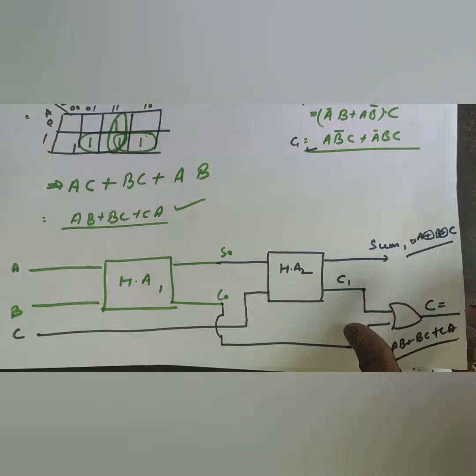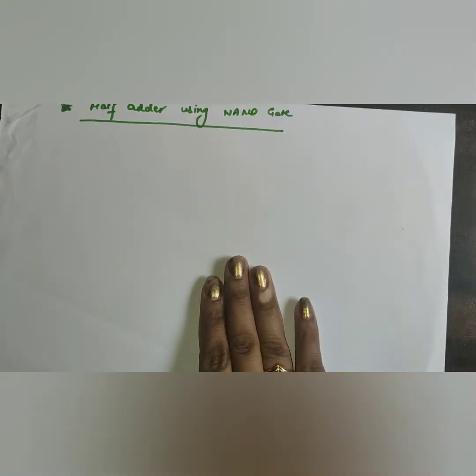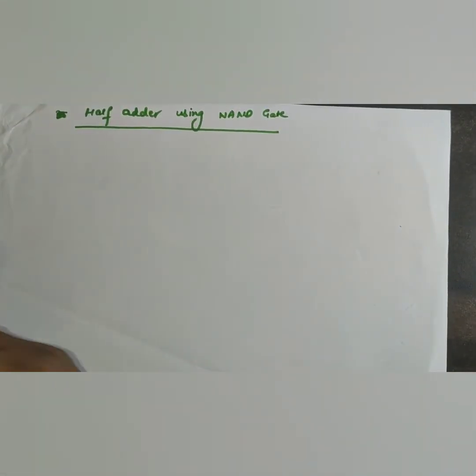Now I will explain how to make a half adder by using NAND gates. In my previous video I explained that the NAND gate is a universal gate. So we can make any gate from the NAND gate. So we will explain here how to make a half adder by using NAND gates.